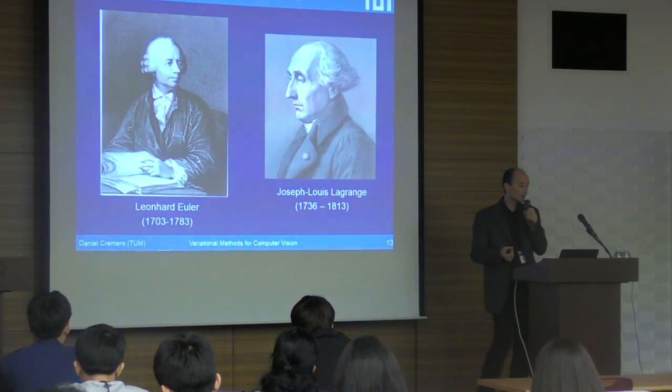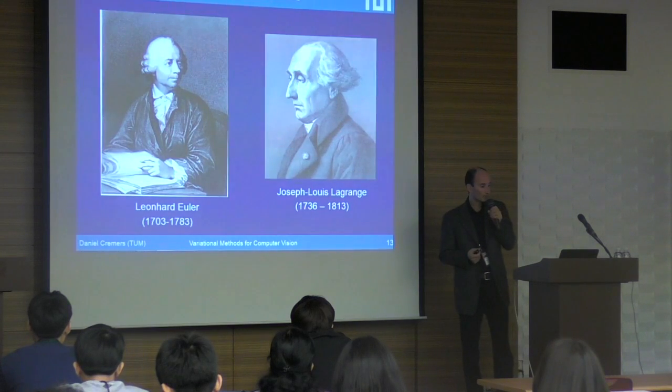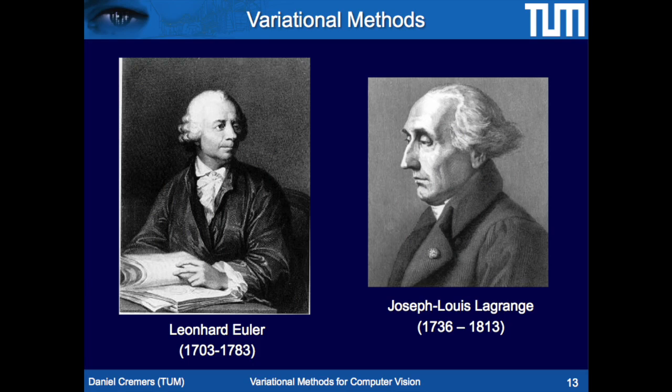Here are the two guys who coined the name, Euler and Lagrange. Obviously they lived before Gateaux, so they didn't actually use Gateaux's way of deriving it. They had other ways of deriving it, but they pioneered and coined the name here. For those who don't know Euler and Lagrange, then I really can't help you. These are two of the most famous mathematicians in the history of mankind.